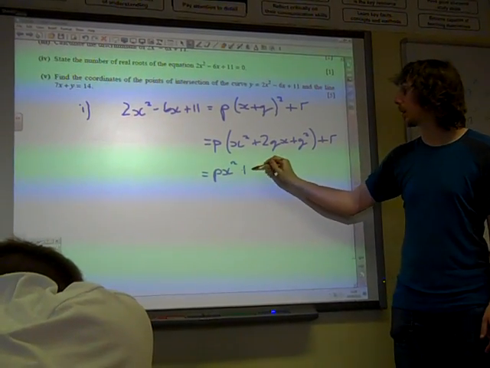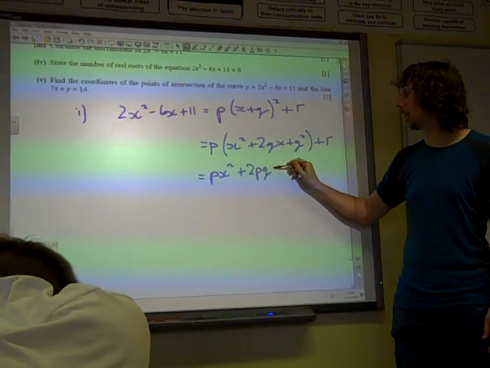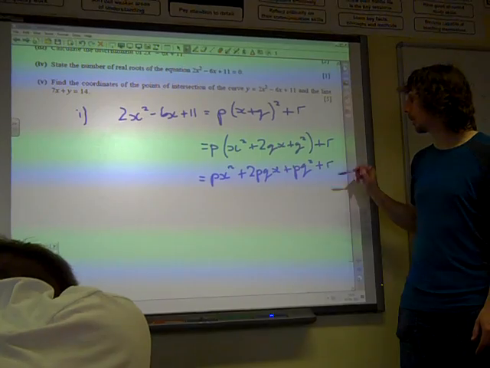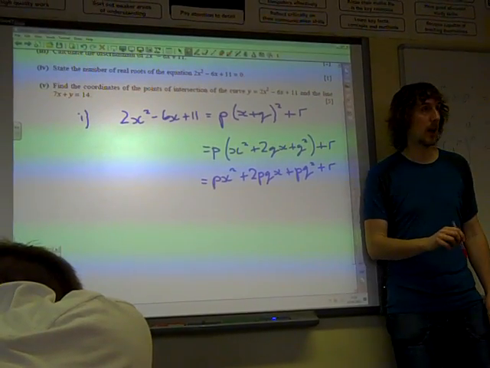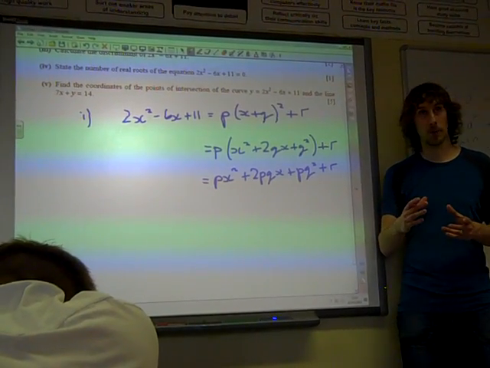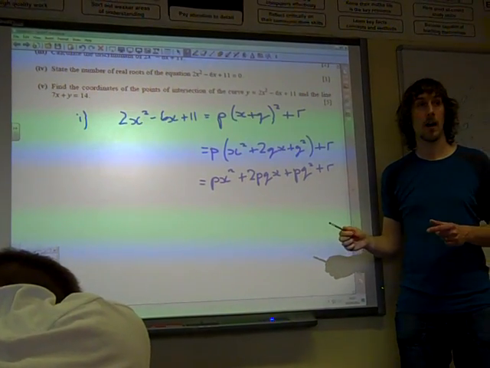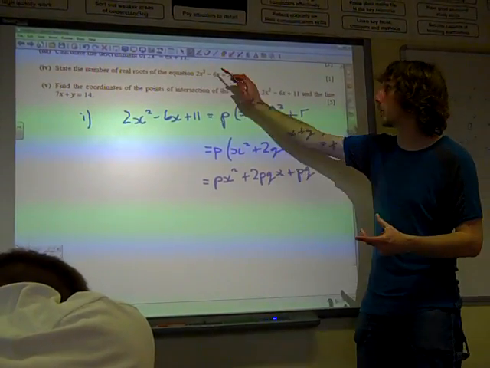Px squared plus 2pqx plus pq squared plus r. Okay. Now we've got rid of the brackets. We're completely in the same form on both sides. And now we do this thing where we compare coefficients.